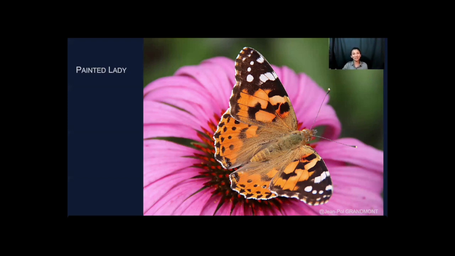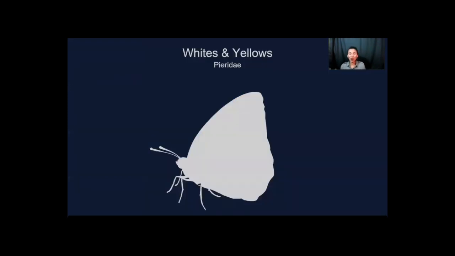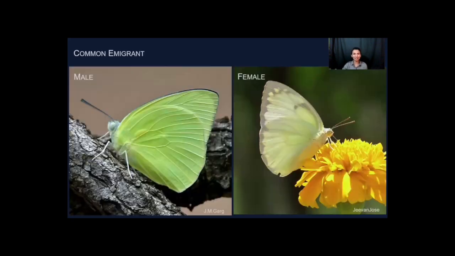Okay, let's go to the next family, whites and yellows. These butterflies again are medium-sized. As the name suggests, they are mostly white and yellow in color, quite pale sometimes, but with exceptions. Let's look at a few examples. Common emigrant, really quite a common butterfly to see.